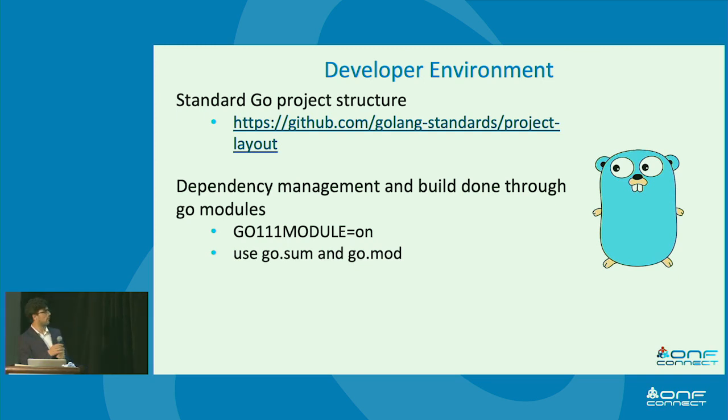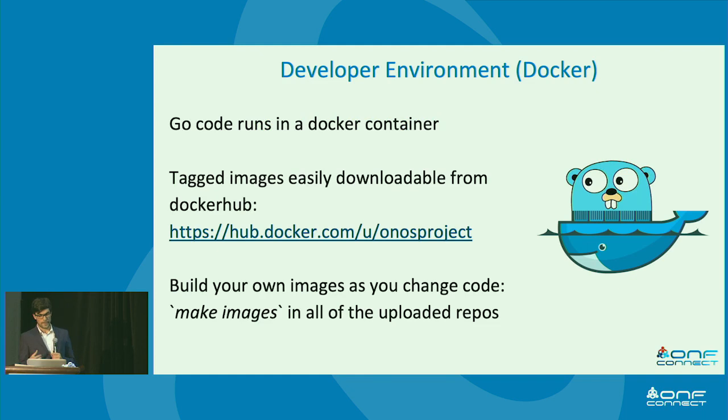So you turn it on with GO111MODULE equals on, and that uses go.sum and go.mod to bring in the dependencies that are needed in your code. Then we take this Go code that was written for ONOS config, ONOS topo, or whatever of those services, and we package it in a Docker container. That Docker container is then tagged and published on Docker Hub, under the ONOS project. And if you just want to start with it and try the deployment, you don't really need to build anything. You just download every image from Docker Hub, you spin it up, and you're there.